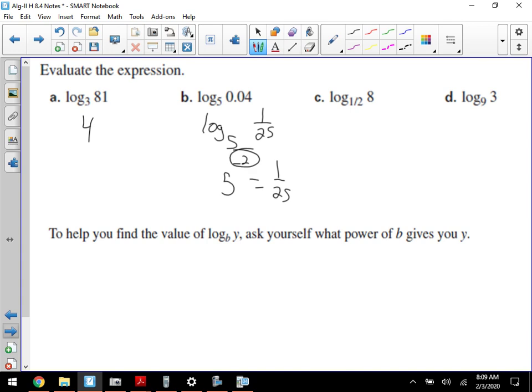1/2 to what power is 8? 1/2 to what power is 8? You gotta remember what you're doing to your fractions here. It'll be negative, you're right, but it's -3. Good. And then last but not least, log base 9 of 3. It's 1/2, very good. 9 to the half power means square root, so this is 1/2. All right. Working back and forth with logs and exponential form, it's pretty straightforward. It's not too crazy.